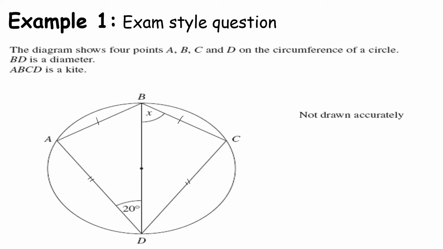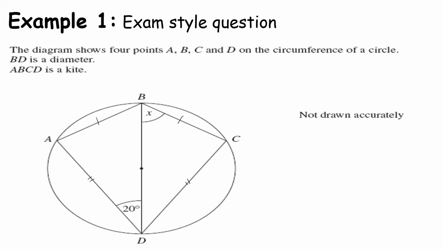So you can see on the diagram here how they've shown us that the length of AB is equal to the length of BC, and the length of AD is equal to the length of DC. And the question is find the value of x. So what we have here is actually two congruent triangles. So two triangles that are identical.